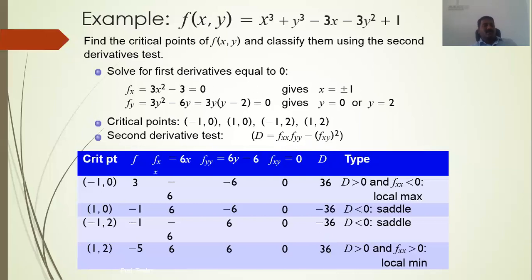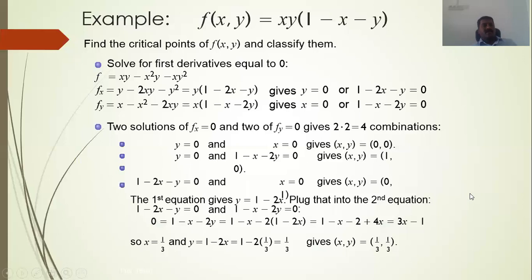So among these 4 points, the nature at these 4 critical points: (-1, 0) is a local maxima, (1, 2) is a local minima, and the other 2 critical points, namely (1, 0) and (-1, 2), are saddle points. Okay. Let's take another example.